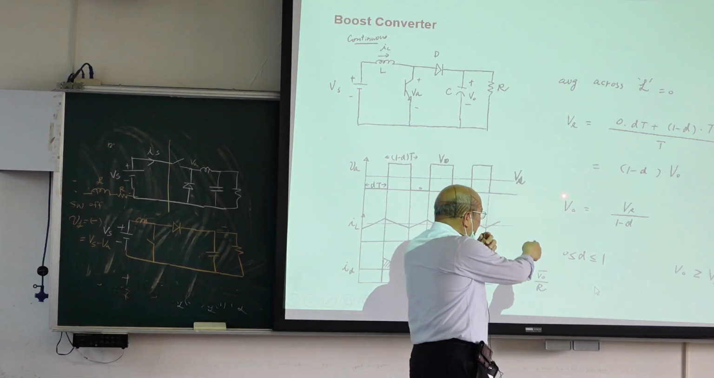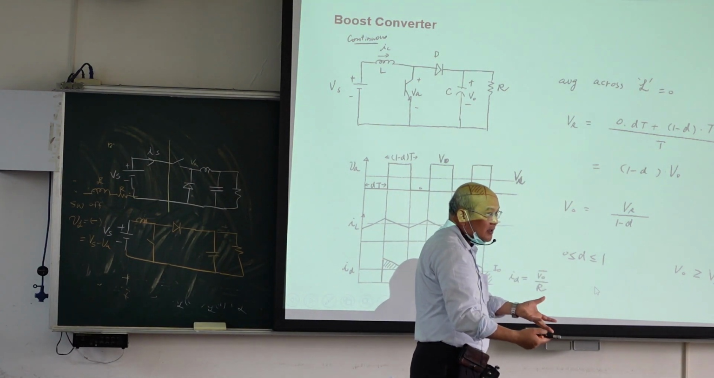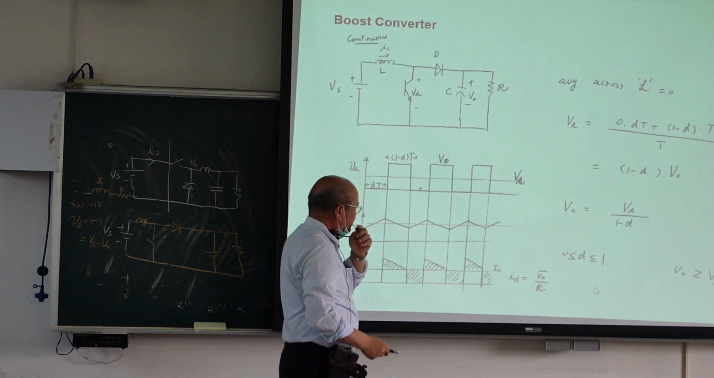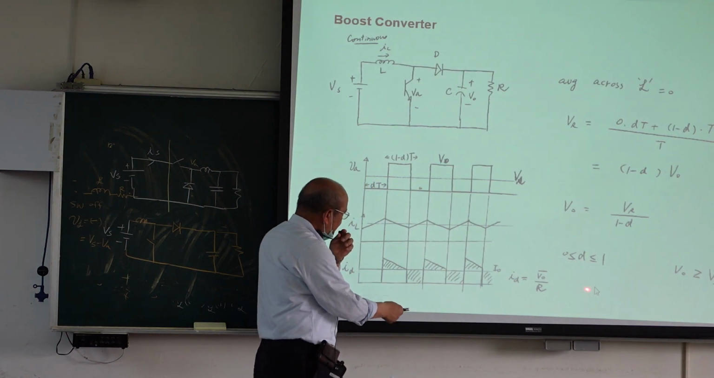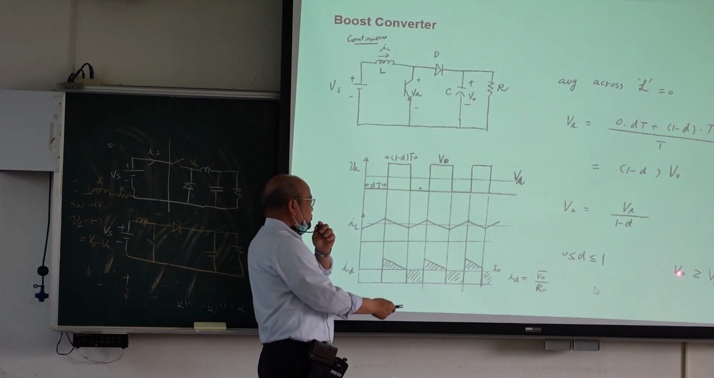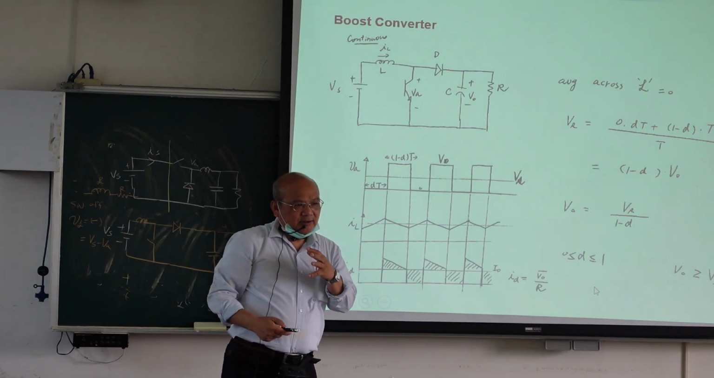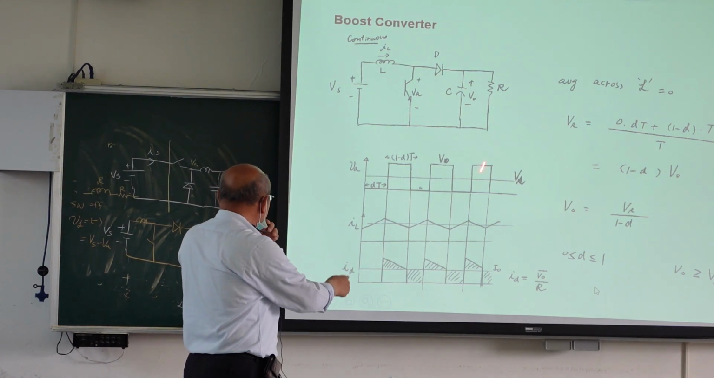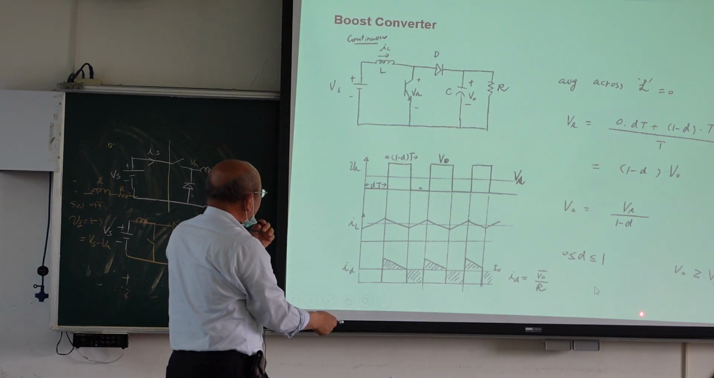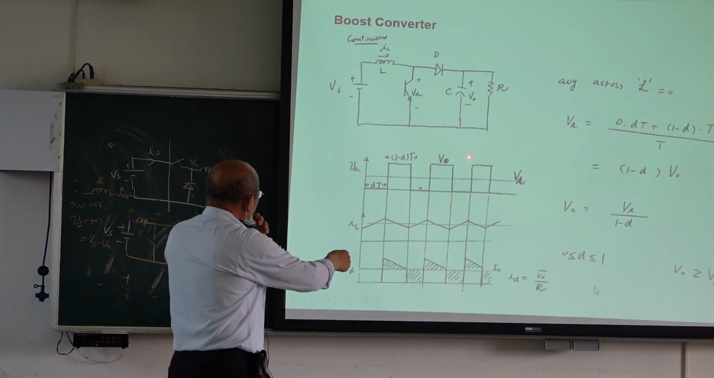So VO is larger than Vs, right? So you can see the relationship because duty is between 1 and 0. So VO is larger than Vs. So if you have this idea, then you can prove I can design this boost converter.